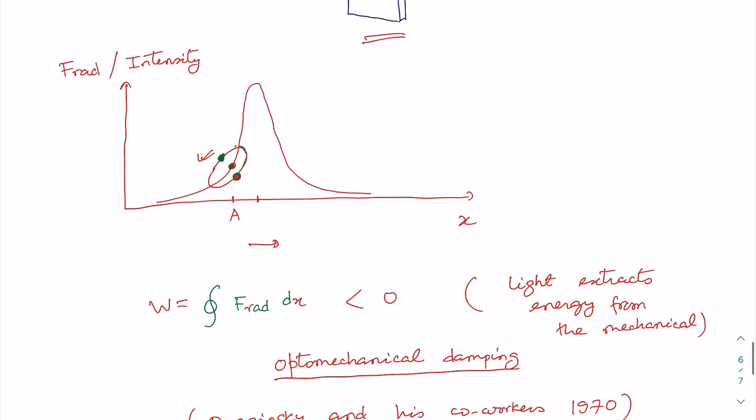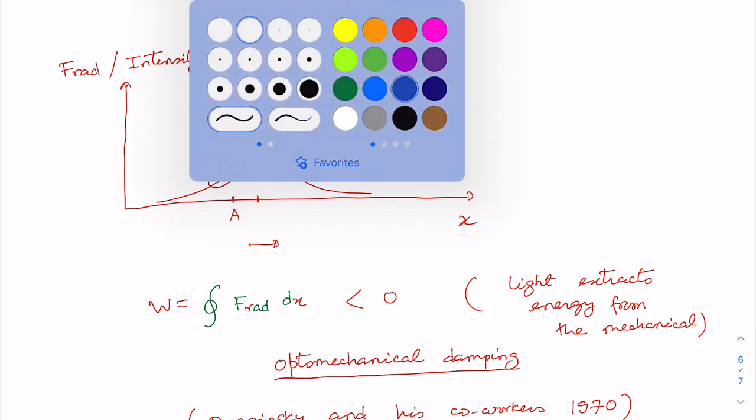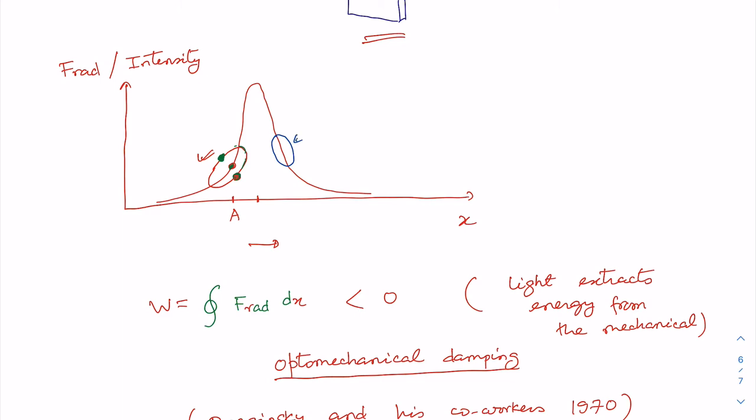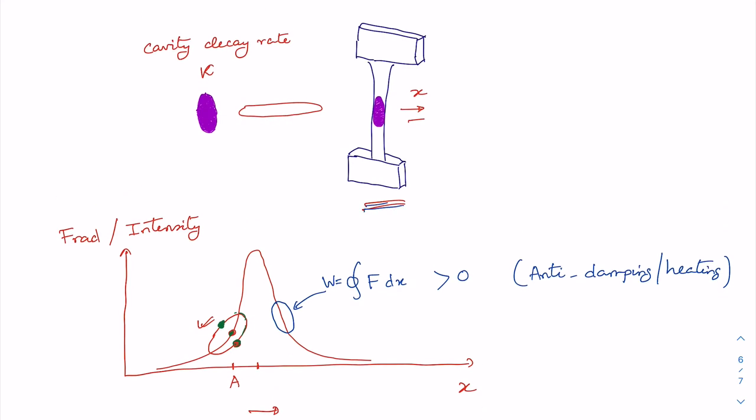On the other hand, if we go to the other side here and do the analysis on this side, it turns out that this work done would be greater than zero. And what does it mean? It means that the work done due to the radiation pressure force is greater than zero, meaning the light is going to dump energy into the mechanical oscillator or the mechanical mirror, and this will result in anti-damping or heating. Because, as I said, this mechanical oscillator is already coupled to a thermal environment, if further heating takes place, this thermal excitation will increase further. And if this effect is pronounced, then it will also result in instability.